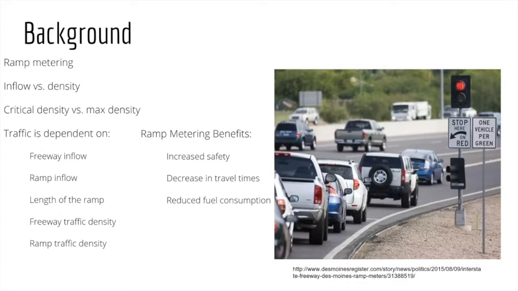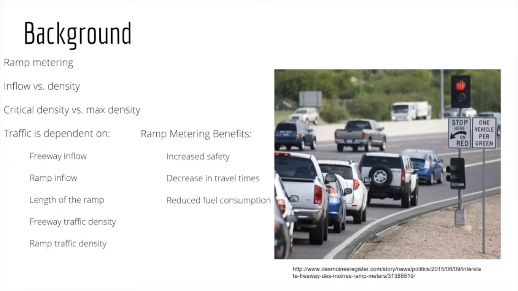Ramp metering also has various benefits. One is an increase in safety. A 6-year study along a 7-mile stretch of highway during the AM/PM rush hour in Seattle showed a 39% reduction in accidents. 2. Decrease in travel times. A 3-year evaluation of Long Island, New York, eastbound expressway showed an average motorist travel time decreased by 13%, with the average speed increasing from 29 to 35 miles per hour.